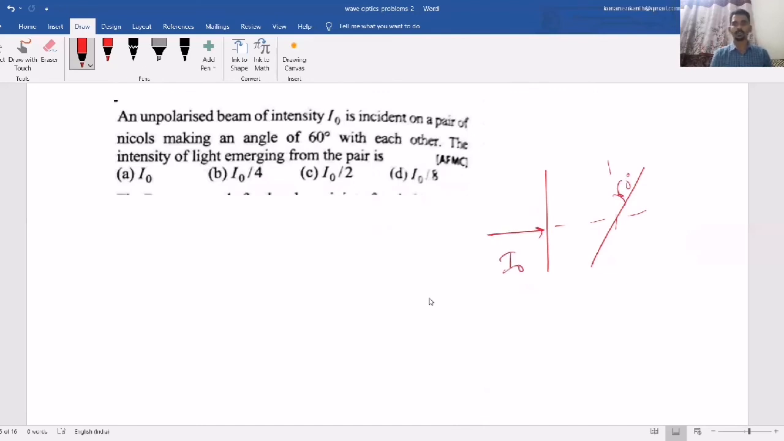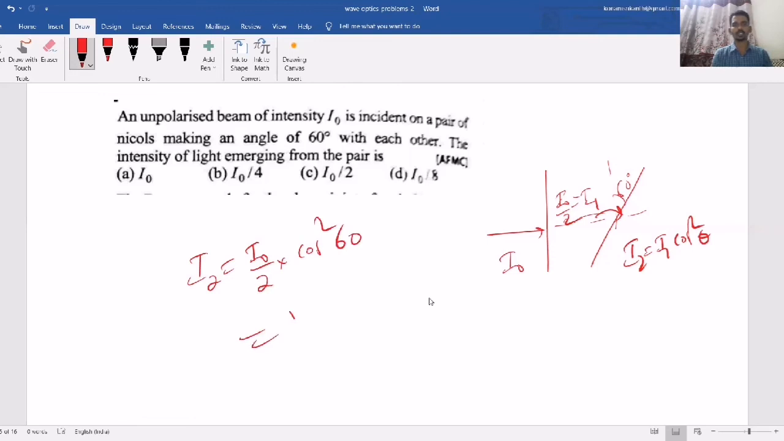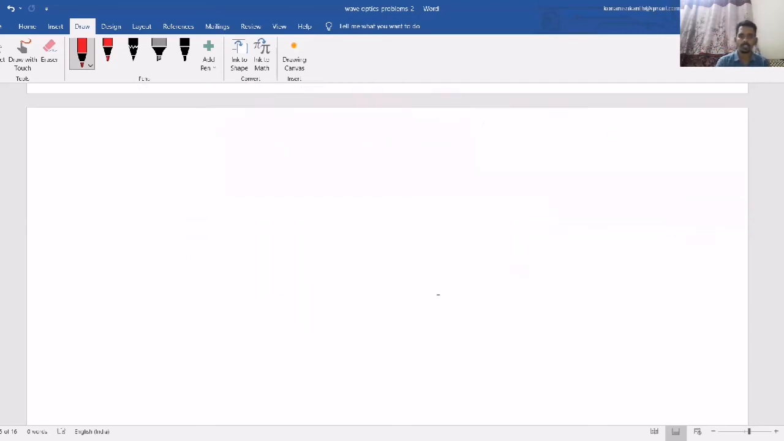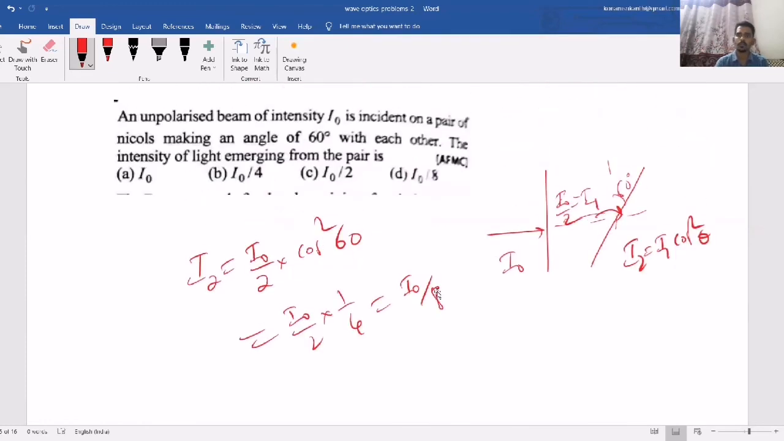Now I0 intensity falling means first it will become half. Now I0 by 2, let's say that is I1 falling on this one. Now how much will emerge out? I2 equal to I1 cos square theta, where I1 is actually I0 by 2, into cos square 60. Cos square 60 is how much? 1 by 2 whole square. So 1 by 4. Again how much it will become? I0 by 8. So such simple questions they used to ask based on polarization and diffraction.